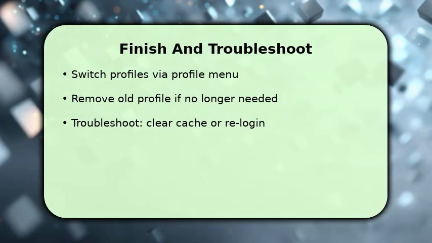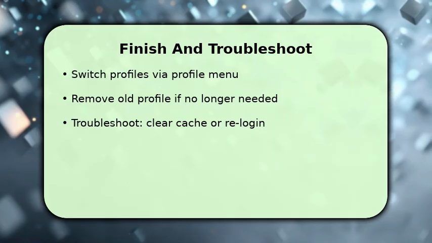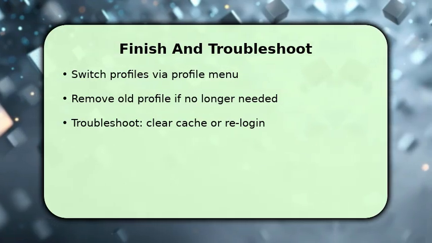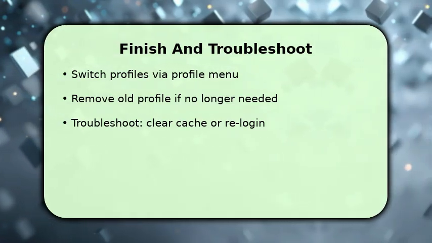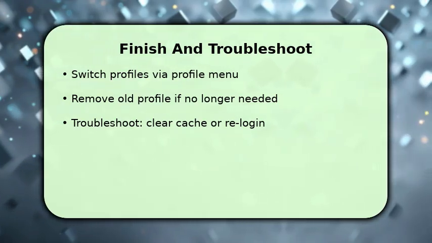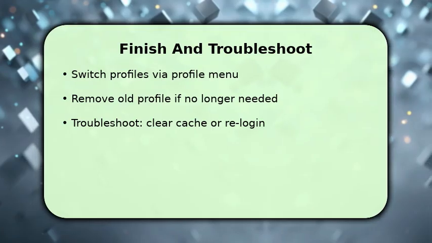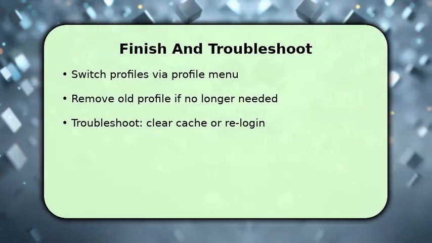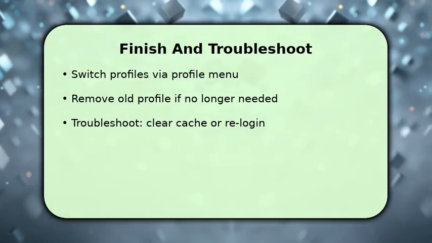If something goes wrong, such as missing bookmarks or sync errors, sign out and back in, clear cache, or disable and re-enable sync. Sometimes re-authenticating fixes permission mismatches. Make sure two-step verification prompts are completed if enabled, and then continue using the new email in Chrome.